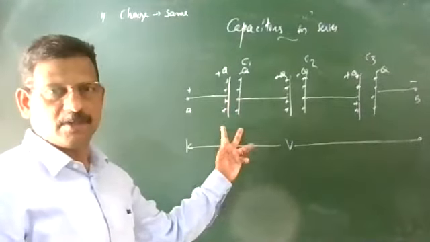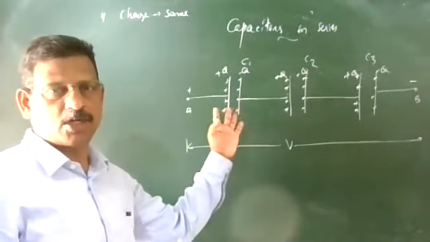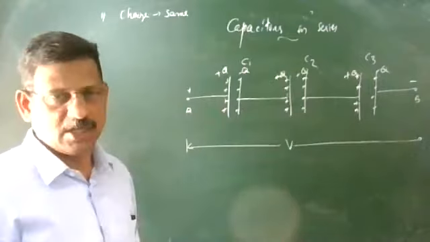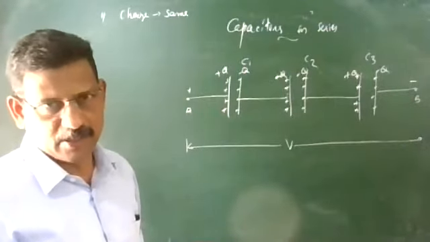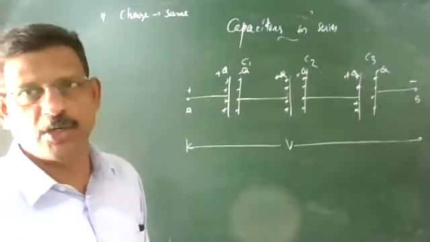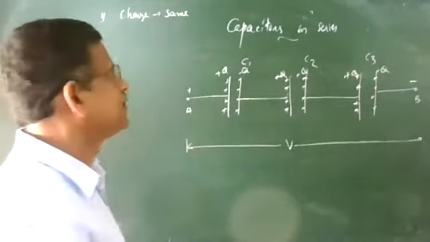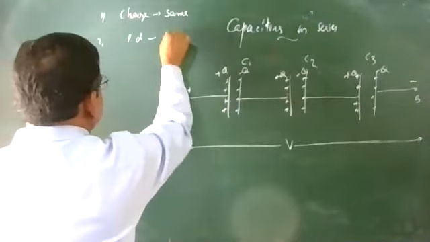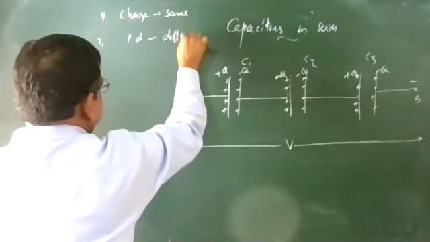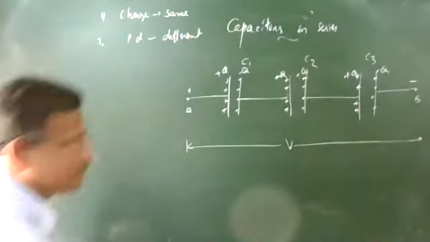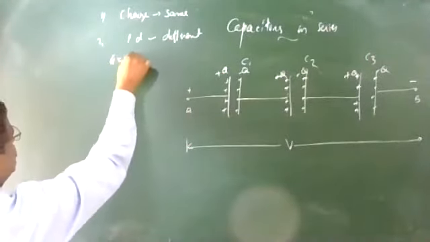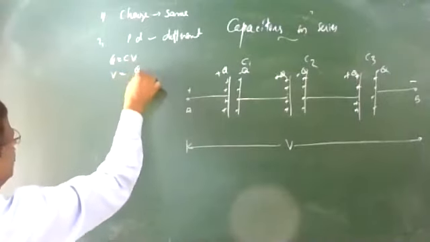Potentials. Suppose it is a 5-volt battery. Potential across C1, across C2, across C3. The potential difference across the capacitors will be different. So they are calculated by the equation Q equal to CV, V is equal to Q by C. Second point, potential differences across the capacitors are different. How to calculate the potential difference? From the equation Q equal to CV, therefore V equal to Q by C.